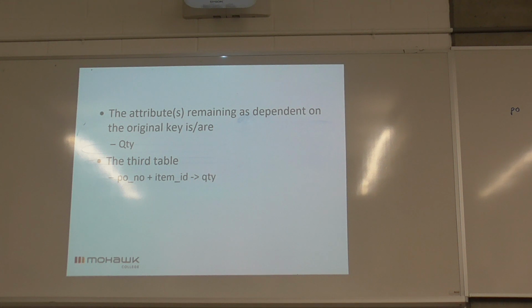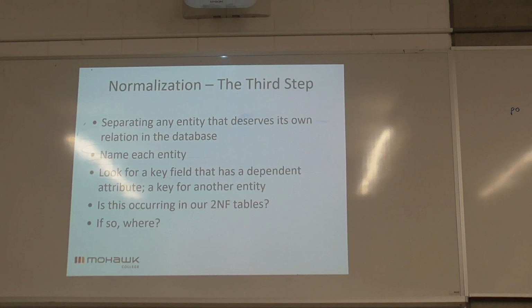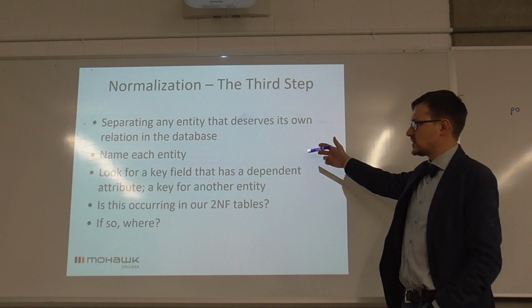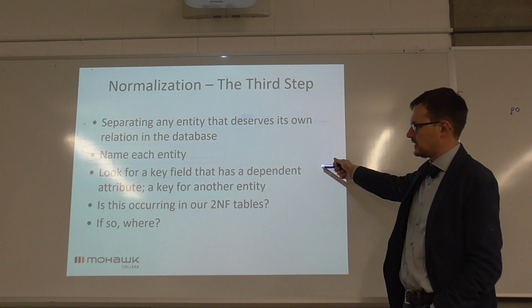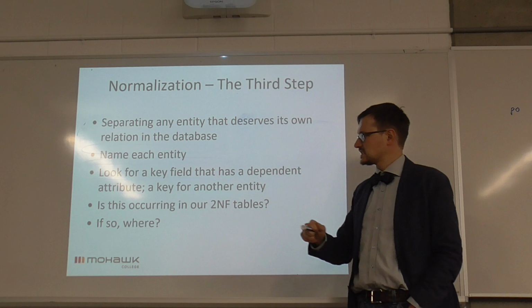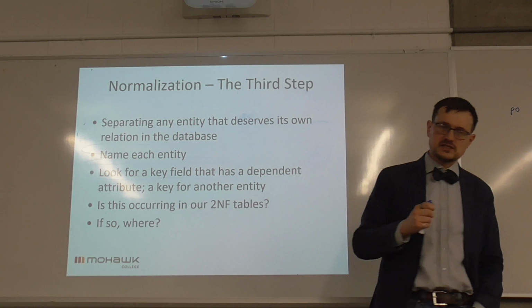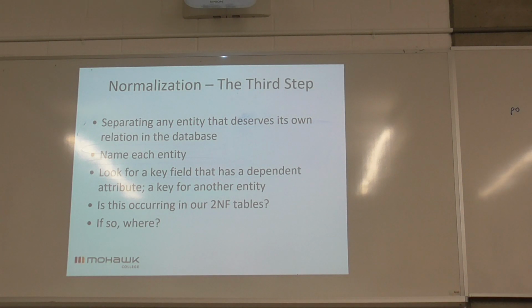So we need to make another table for quantity, introducing the order number and the ID number. Separating any entity that deserves its own relation into the database is part of the third step. We then name each entity, look for a field that has a dependent attribute, a key for another entity, and ask ourselves if this is already occurring in the second normal form table, and if so, where?